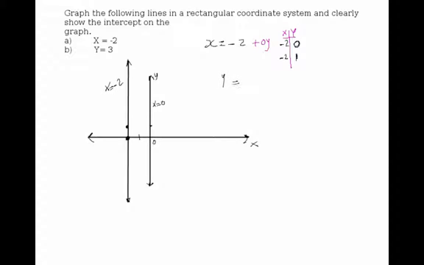The second one, Y is equal to 3, I can go ahead and insert 0 for X the same way, and find a couple of points here. Now this time, if X is equal to 0, what would be Y? Would be 3, right? If X is equal to 1 also, still Y would be equal to 3. So if I pick a couple of points here, if X is equal to 0, Y is equal to 3, my graph is going to pass through this point.